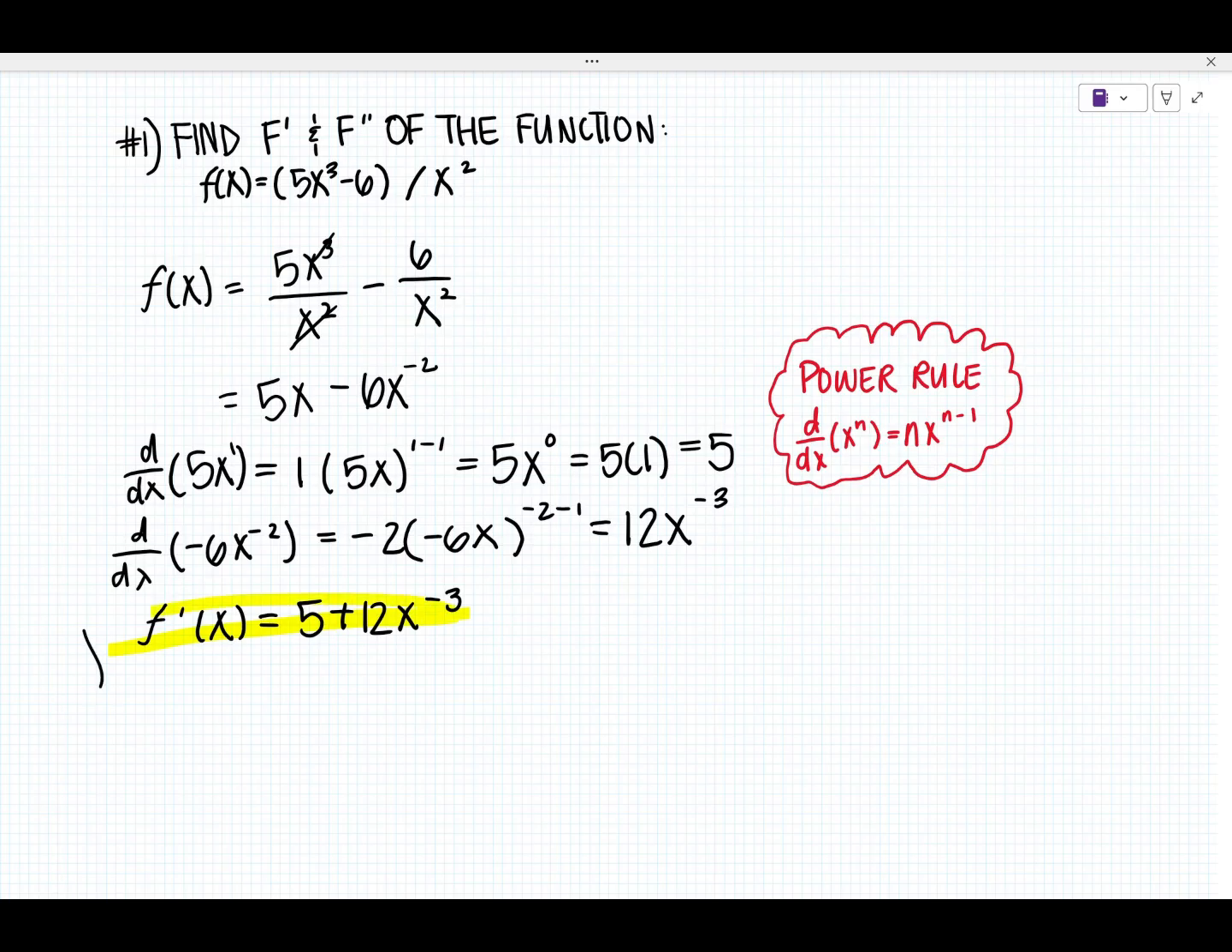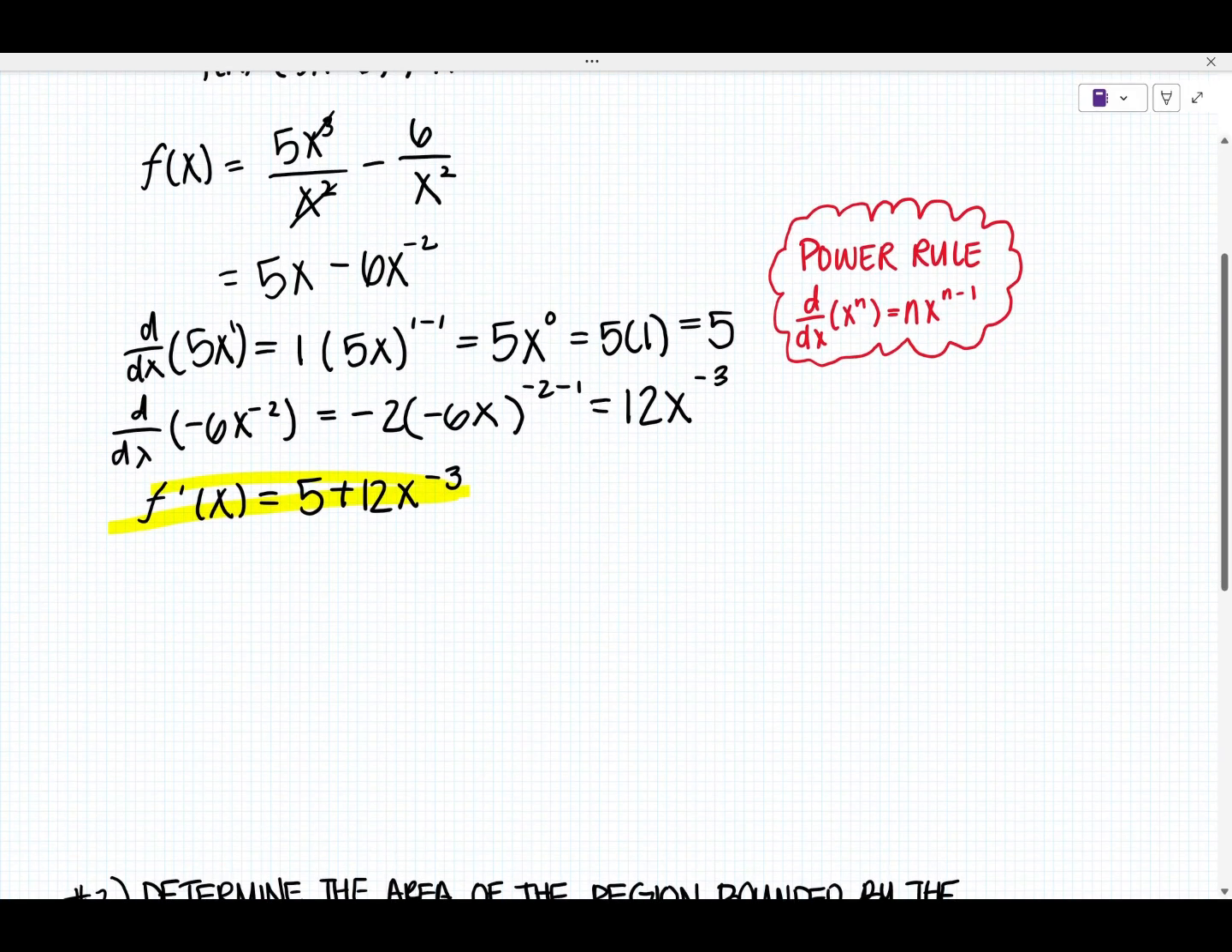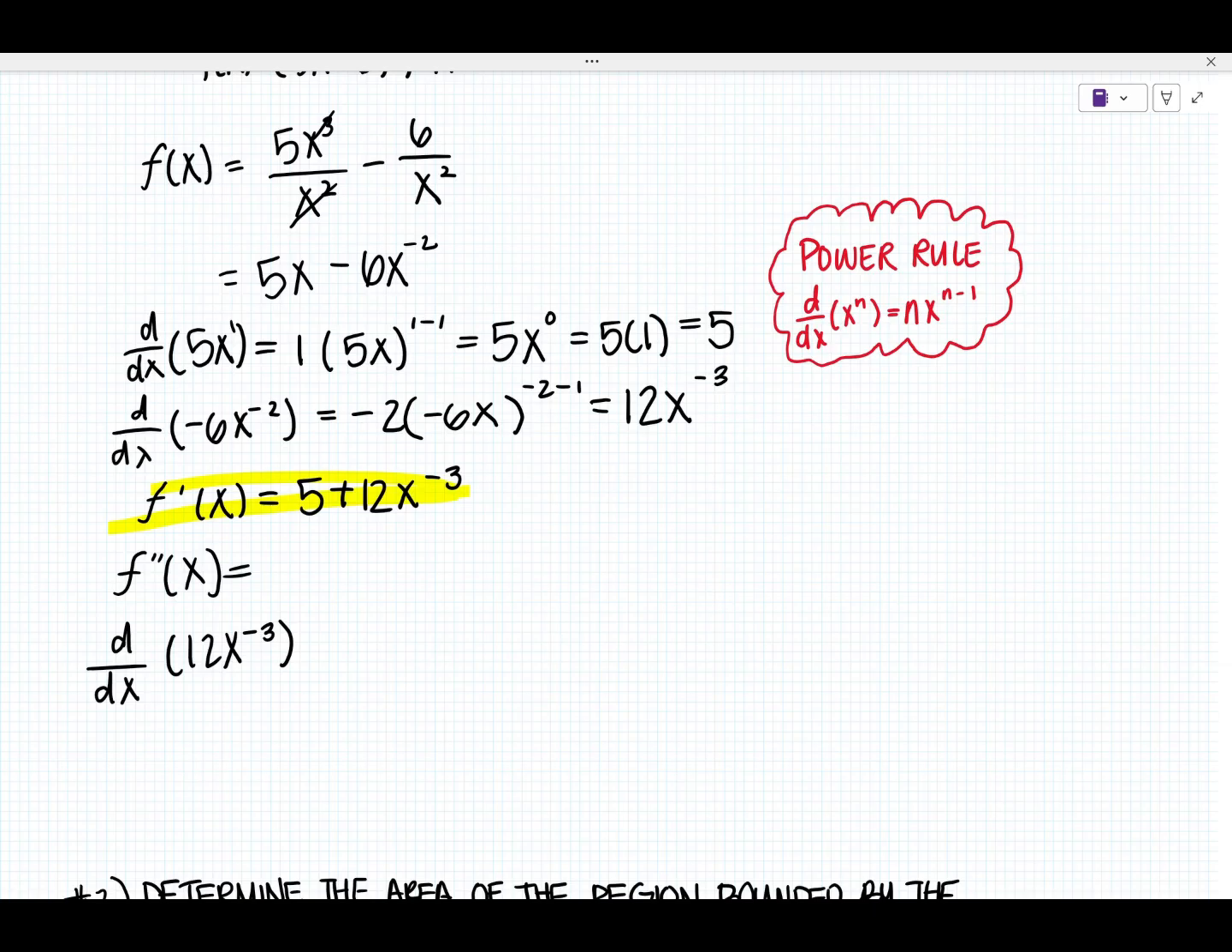Now, in order to find f double prime of x, we are going to get the derivative of 5 plus 12x to the power of negative 3 again. So what that is going to look like is the derivative of a constant 5 is 0. And so we're going to find the derivative of the next term, which is 12x to the power of negative 3. And we're going to use the power rule again.